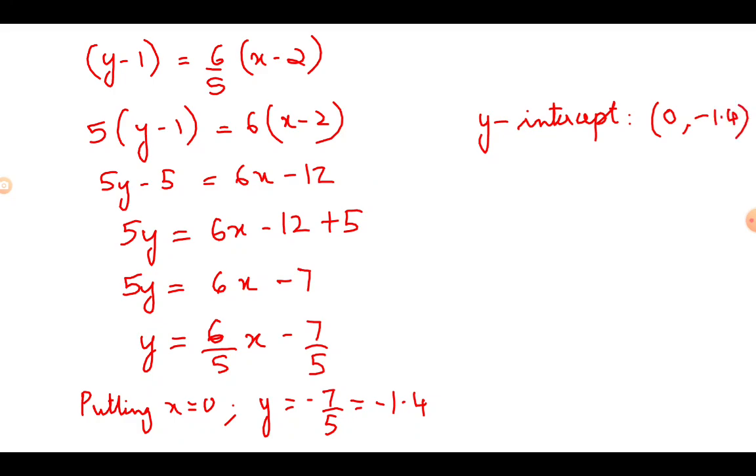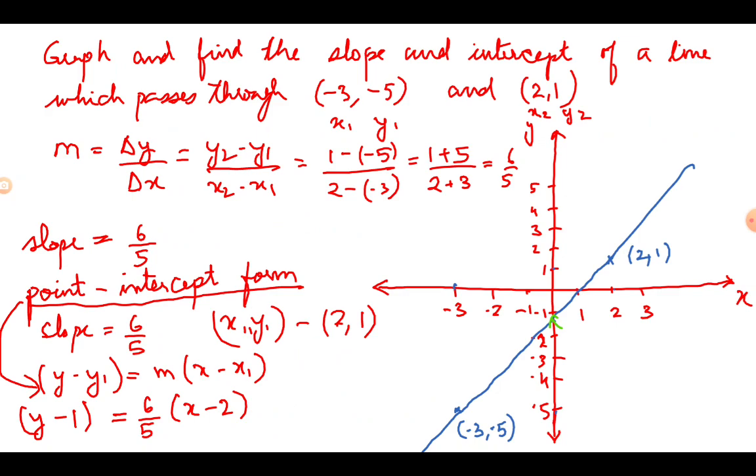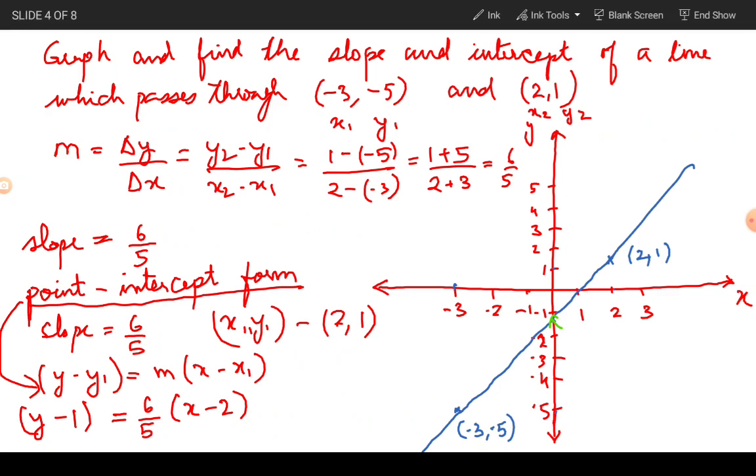Let's just have a look at the graph. Well, you can attribute the inaccuracy to the fact that I have drawn it with a free hand. I'm sure if you have done it properly with a ruler and a pencil, that is indeed the point that you will get. So I'll just plot that 0, minus 7/5 or minus 1.4. Right?